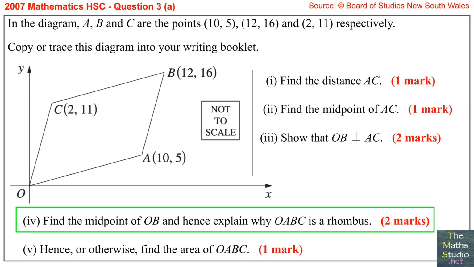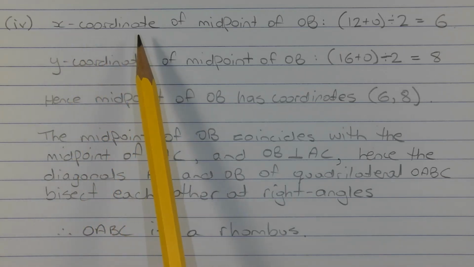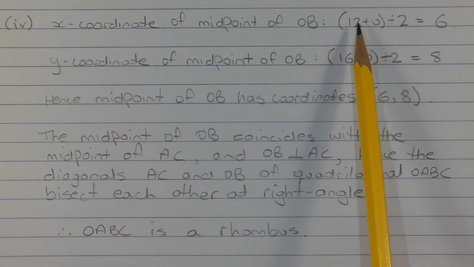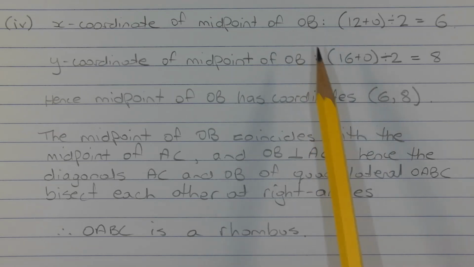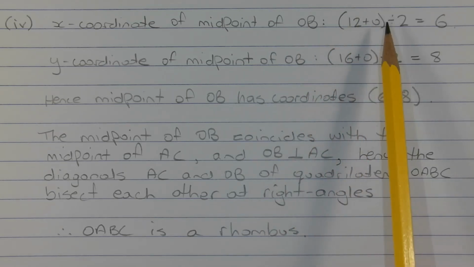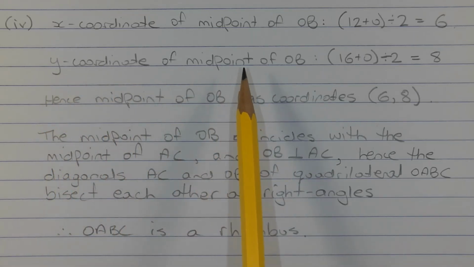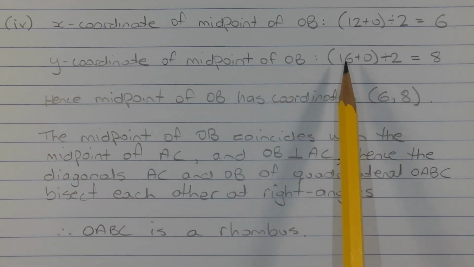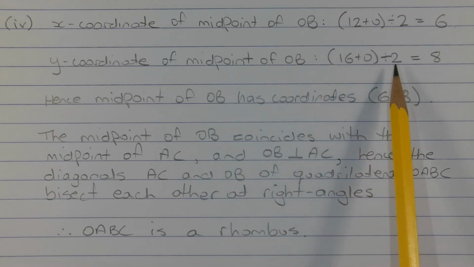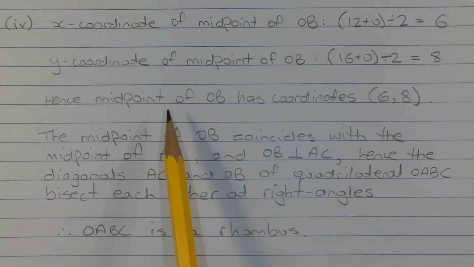Part 4. Find the midpoint of OB and hence explain why OABC is a rhombus. The x-coordinate of the midpoint of OB is found by averaging the x-coordinates of point O and point B. So (12 plus 0) divided by 2 equals 6. In a similar way, the y-coordinate of the midpoint of OB is found by averaging the y-coordinates of point O and point B. So (16 plus 0) divided by 2 equals 8. Hence the midpoint of OB has coordinates (6, 8).